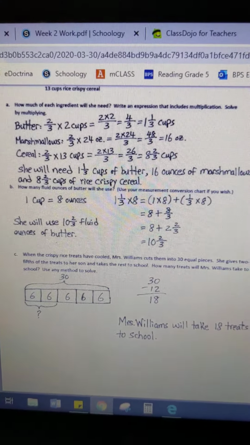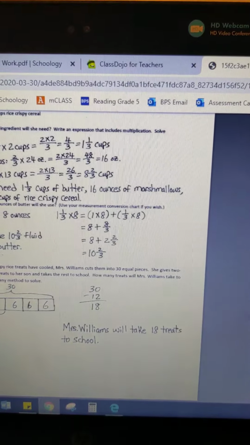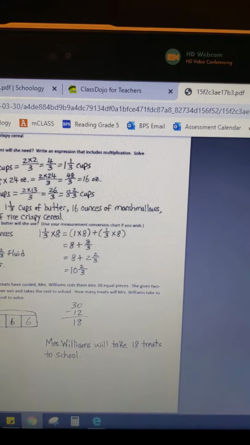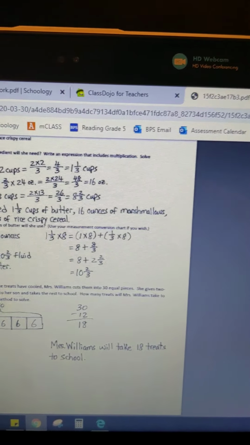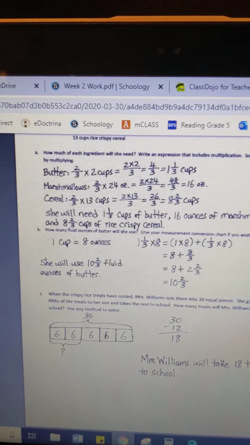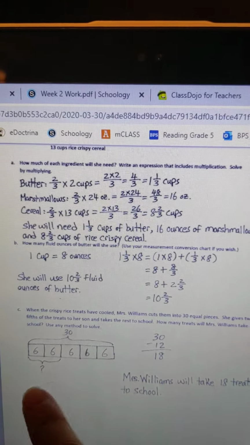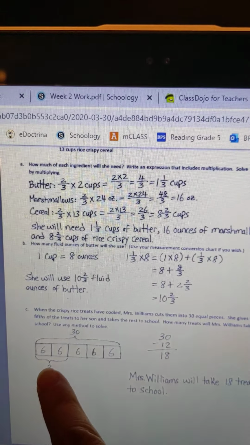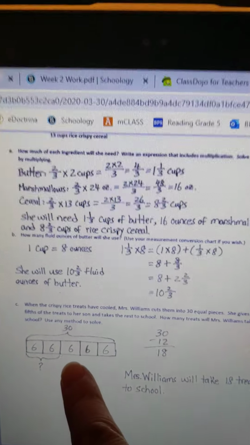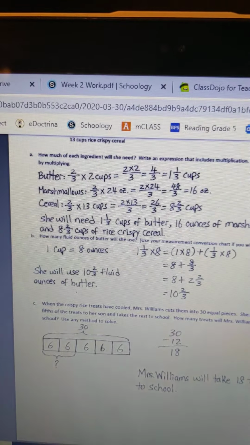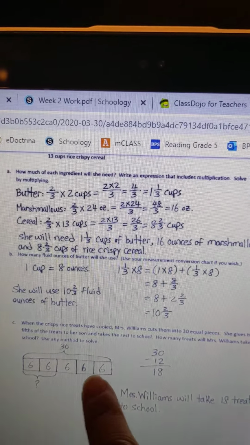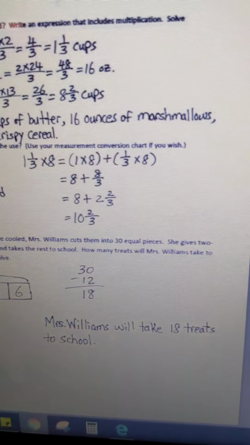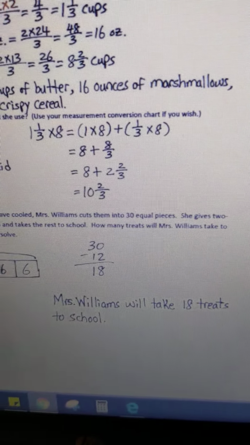And then for the last part, she has them cut into 30 pieces. She gives 2/5 of the treats to her son, which is quite a bit of treats, and then takes the rest of them to school. How many will she take to school? So you have to find what 1/5 of a section is. 1/5 of a section is 6. She's giving 2 of them to her son, so she's giving 12 treats to her son, and then she's taking 3/5 to school. 6 plus 6 plus 6, or 6 times 3, is 18. So she's only taking 18 treats to school, which is just over half of our class.